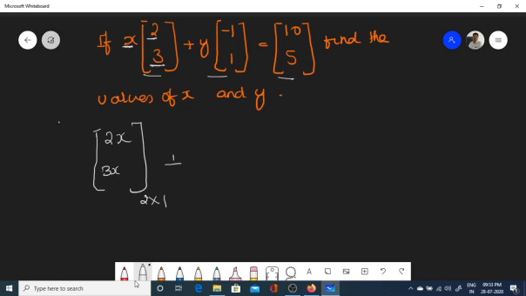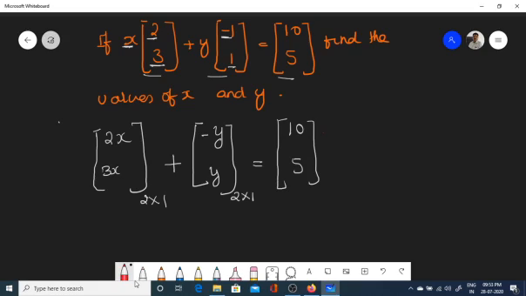Plus, now let's take the second term. This will be y. So y is multiplied with minus 1 and 1. So therefore this will become [-y y]. This is also a matrix of order 2 by 1. That is equal to [10 5].